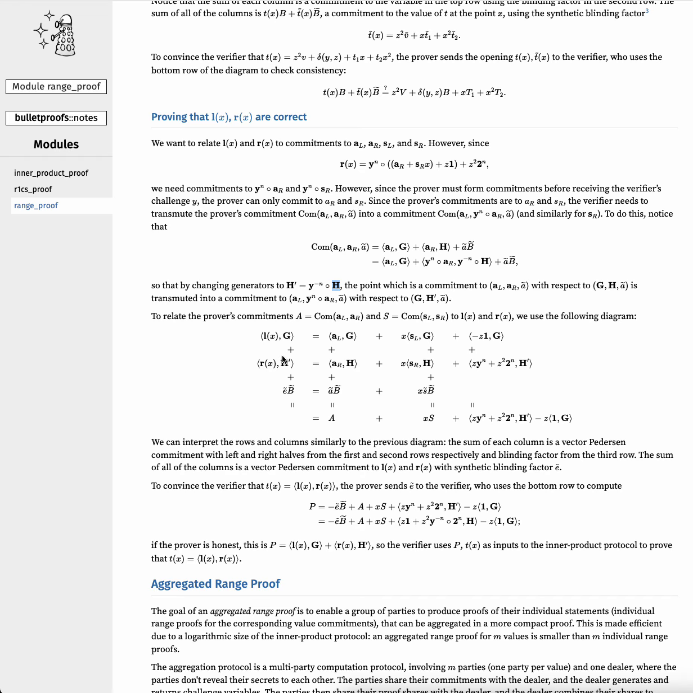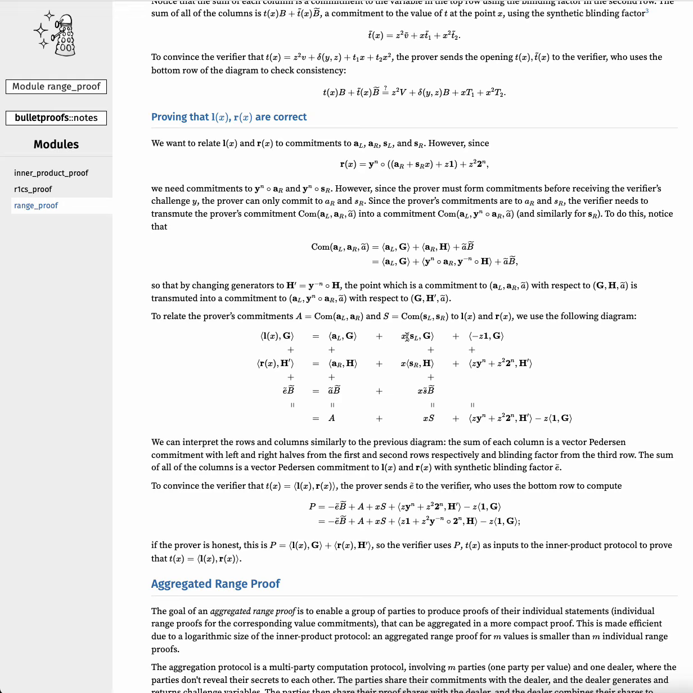Okay, how do we build that? How do we build these inputs? We take this thing here. This is the commitment to AL and AR that we got from the prover. So this is really one commitment: AL committed with the base G, AR committed with the base H, and these are the blinding factors, A with the blinding base. So this is how we blind these commitments.